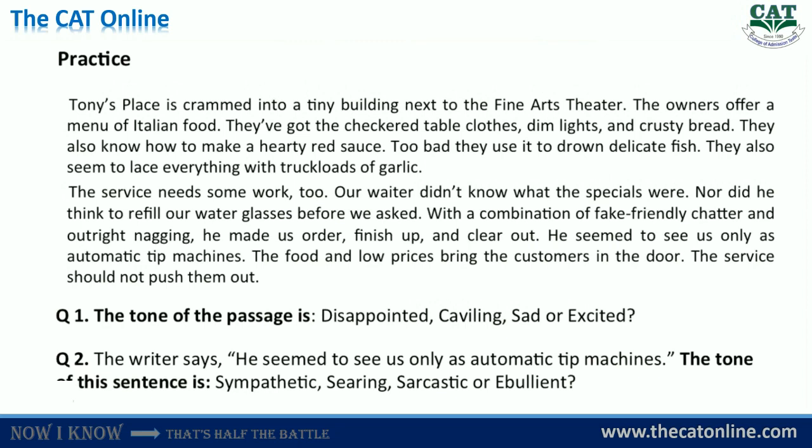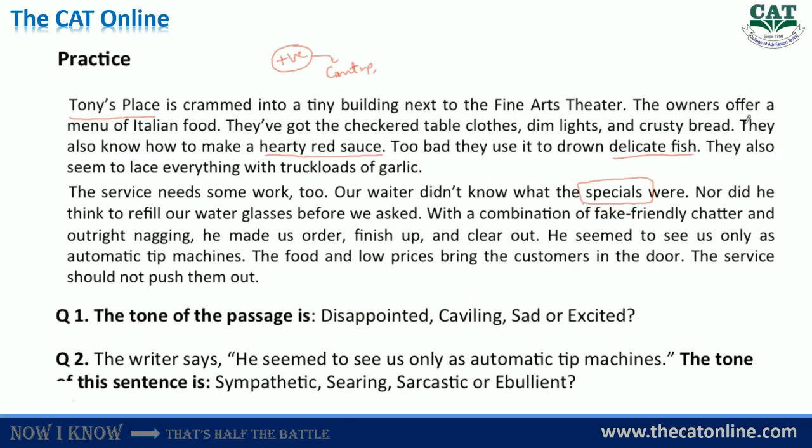Now, if I read the passage here, he is first using some positive words, and then he's also commenting on the place. So if he's describing Tony's place, he uses some positive words like "hearty red sauce," that is a good red sauce, "delicate fish," a nicely cooked fish, right? Then "specials," that is, what were the specialities, right? And there are some of the other words that show the positive aspects along with the negative aspects, wherein he's being a little sarcastic.